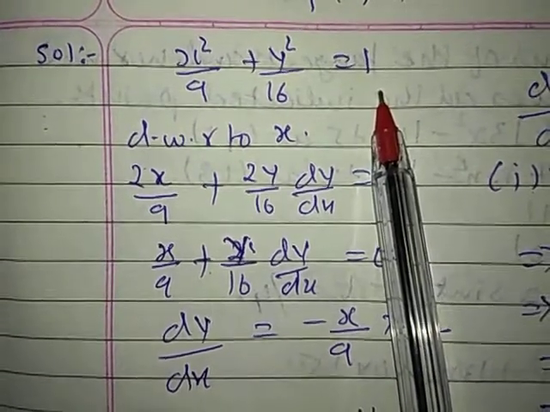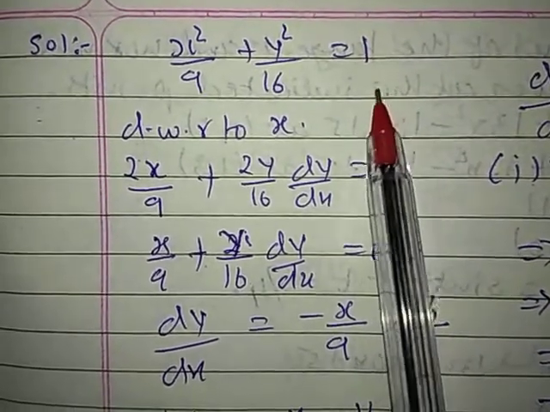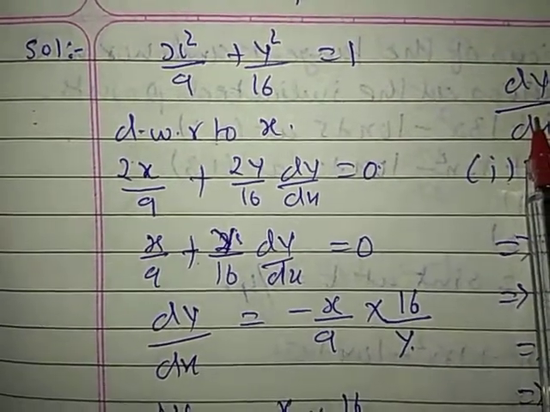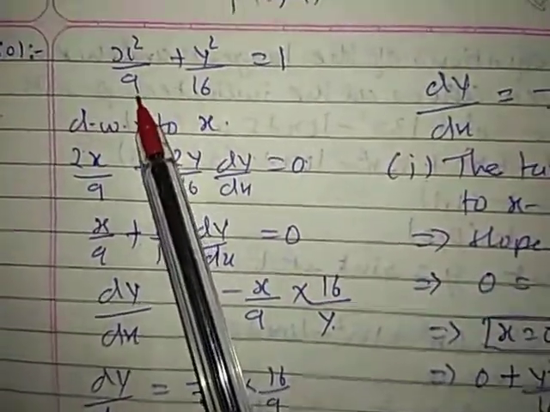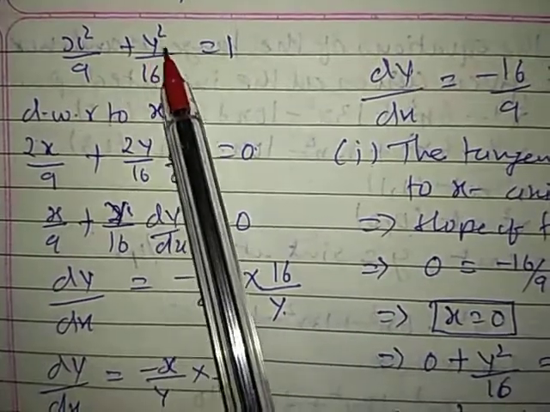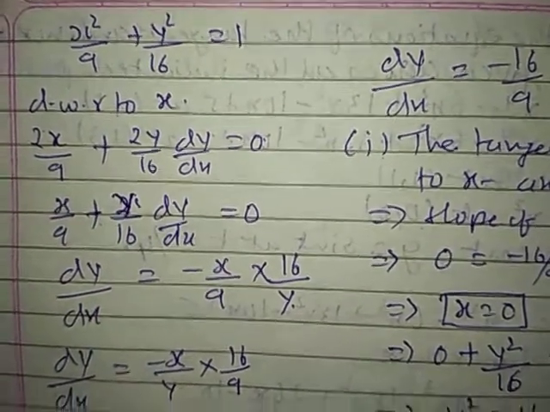If the tangent is parallel to x-axis, it is given the tangent is parallel to x-axis, then dy by dx, that is slope, is equal to 0. So if we take x square upon 9 plus y square upon 16 is equal to 1, derivative of this we'll take like this.